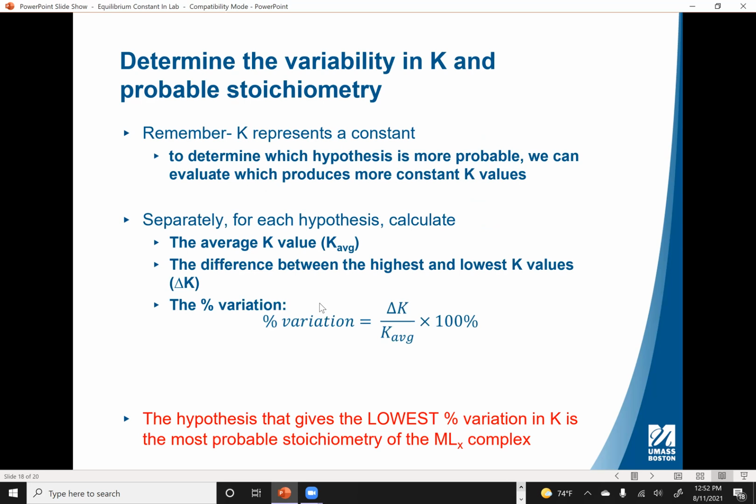So we're going to be doing something called a percent variation, which is similar to a standard deviation. It's a type of standard deviation. So we are going to be doing the change in K divided by the average K. So instead of taking the differences between all of the Ks versus their averages divided by the number of trials that we did, like you would in a standard deviation, instead we are doing the percent variation. So it's a very simplified version. You're going to take your highest K value, subtract the lowest K value, and then divide that by the average times 100%. And that will give us the percent variation.